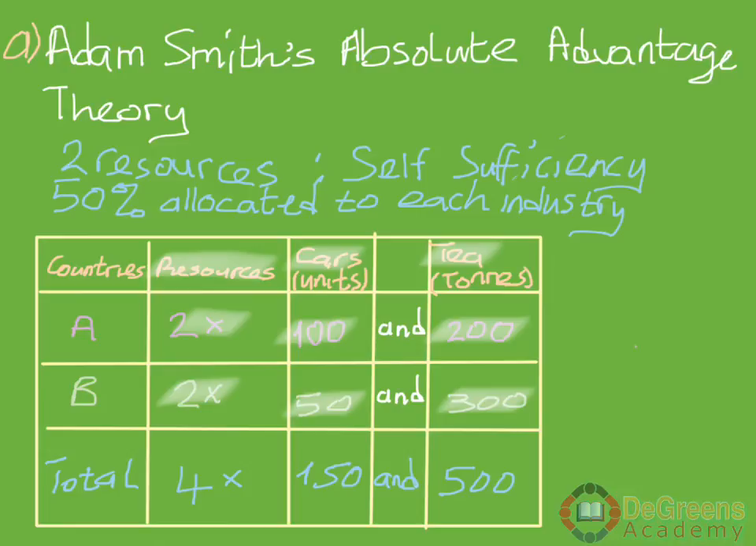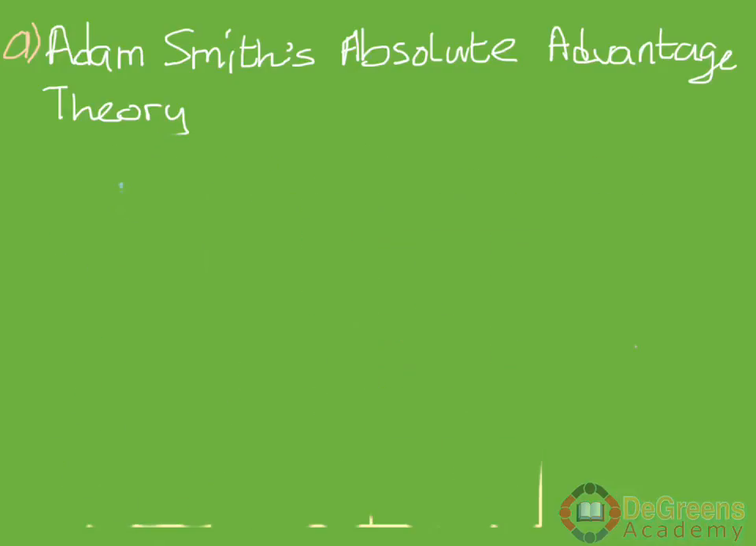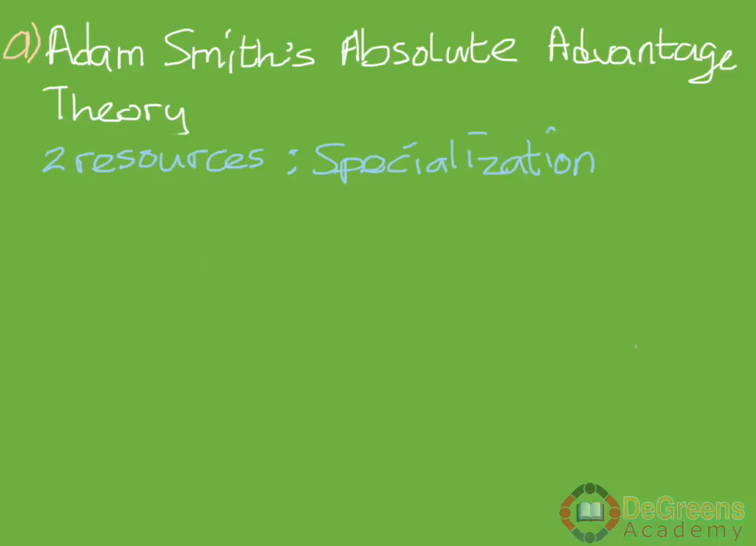With this, we look now at the next case. We have looked at the case of self-sufficiency where there's no international trade. We're trying to look at the advantage of international trade. So we look at the case where these 2 resources are allocated to where the country has an absolute advantage, and then international trade will be carried out. So this is the case of specialization in the industry with absolute advantage.